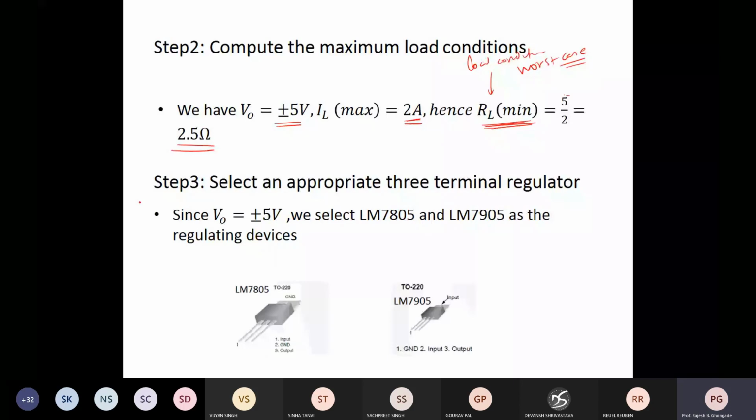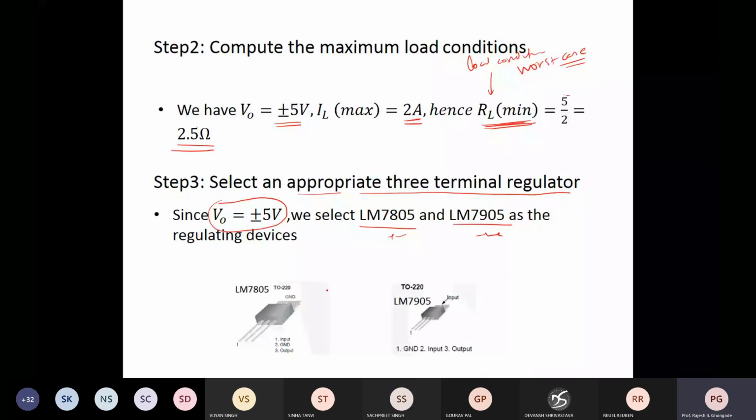Now, what is the step 3? Step 3 is selection of an appropriate 3-terminal regulator. So already we know the 3-terminal regulators. LM7805 is there, LM7905. This is for positive, this is for negative. So we select the device based on our requirement, that is, the output should be plus minus 5 volts. And so I'm selecting this LM7805 and LM7905. You can see how the devices look. I've already provided the picture.